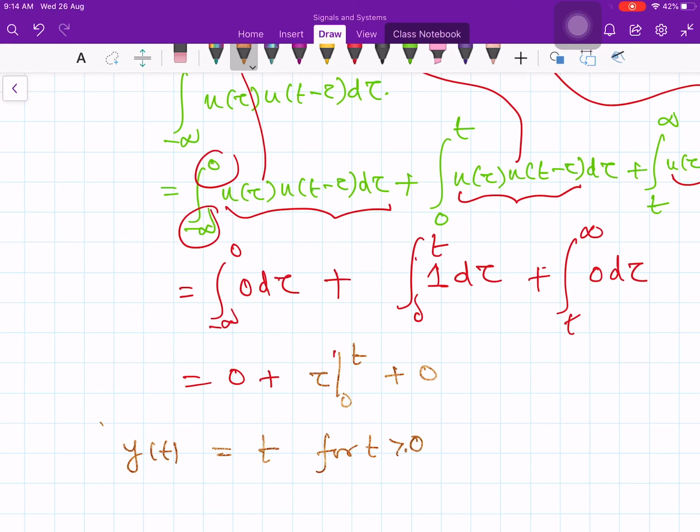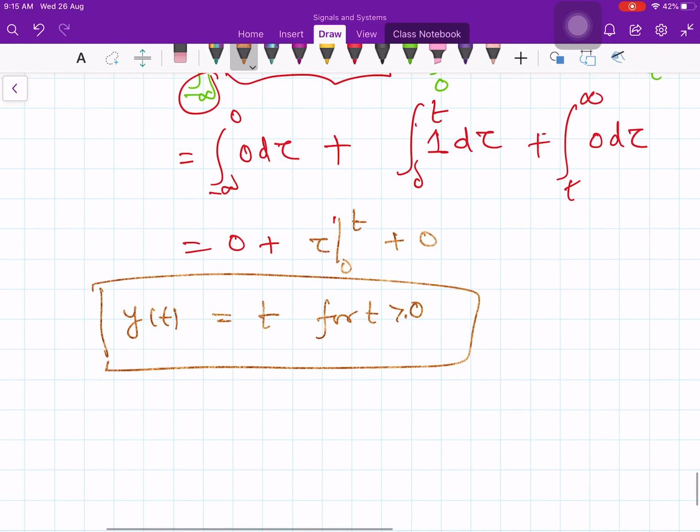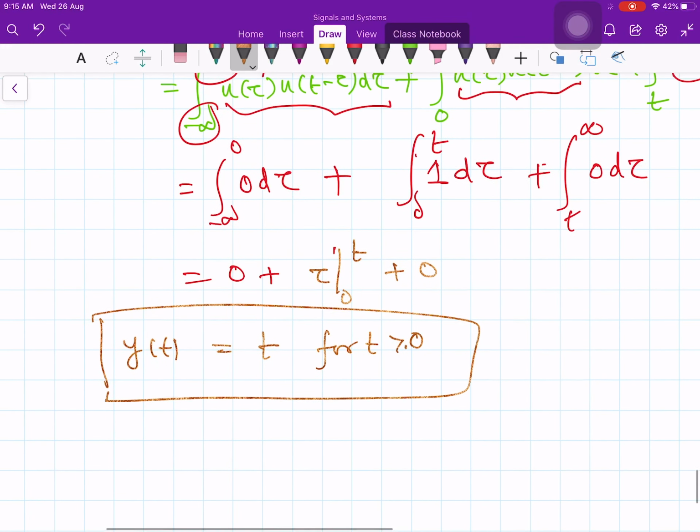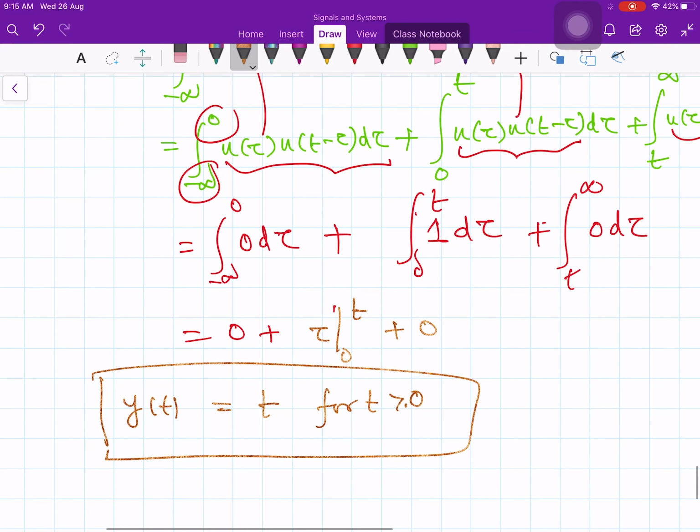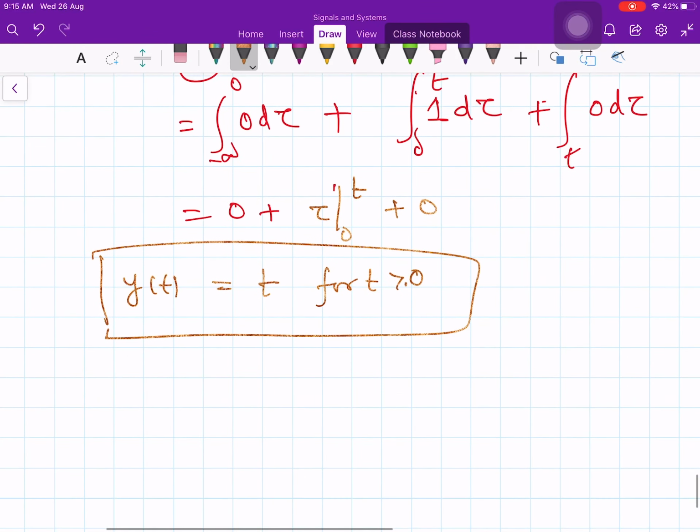Fine. So this is one thing, we got it now. Therefore the area under this curve is t units. The resultant of u of t convolved with u of t is going to be t for positive t. So we can say this is for t greater than 0, right? Because we shifted in the forward direction to the right. Forward direction means to the right.